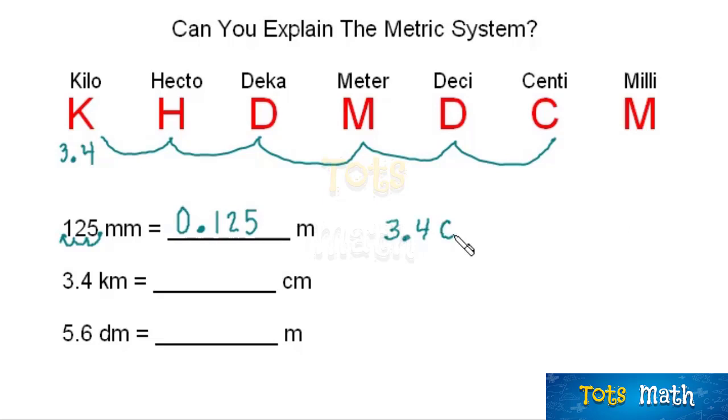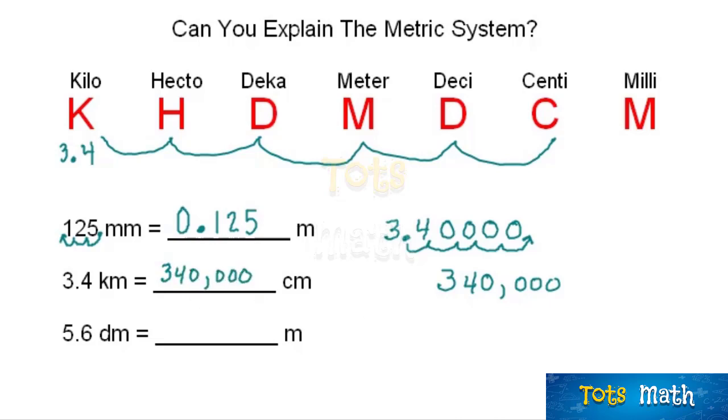So we're going to move the decimal in 3.4 five places to the right. So that means we need to add some zeros. And now we can move our decimal. 1, 2, 3, 4, 5. So our new number is 340,000. 3.4 kilometers is 340,000 centimeters.